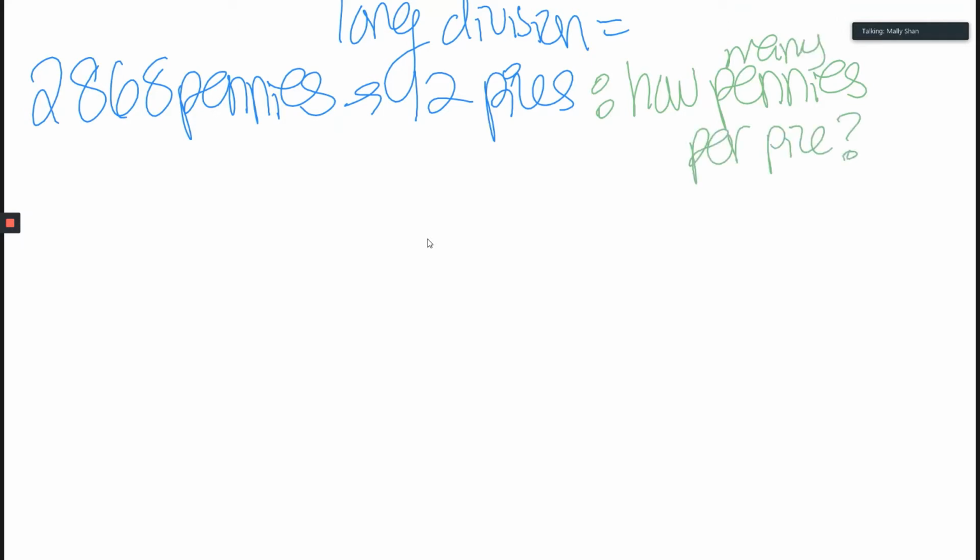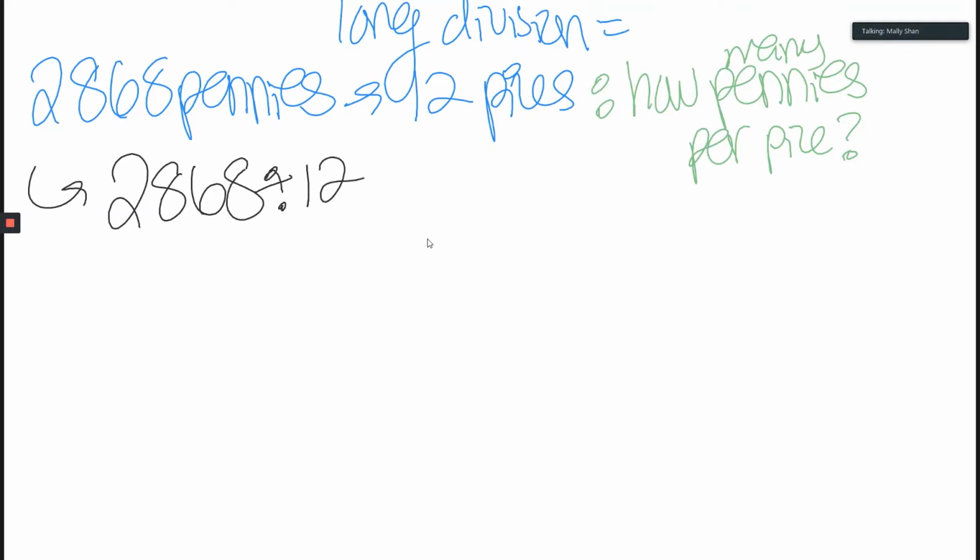So mathematically, if we're going to be representing this, it would be the same thing as saying 2,868 divided by 12. Now we're going to be using the same kind of distributive property that we talked about in multiplication, and we're going to be grouping them into groups of tens. So looking at this big crazy number, we can start off by saying, how many times can this number 12 go into a number like 2868, okay?